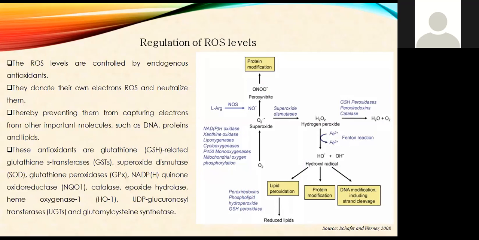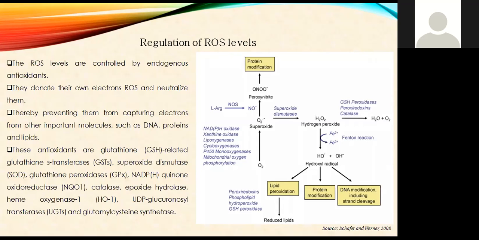Normally, the body can regulate the ROS level by endogenous antioxidants. These are SOD, superoxide dismutase, catalase, NADPH, GSH-related glutathione S-transferases, epoxide hydrolase, heme oxygenase 1, and many more. These can take care of the excessive ROS level.